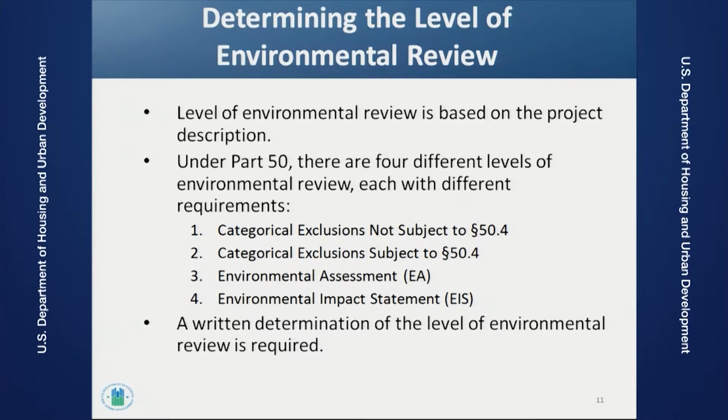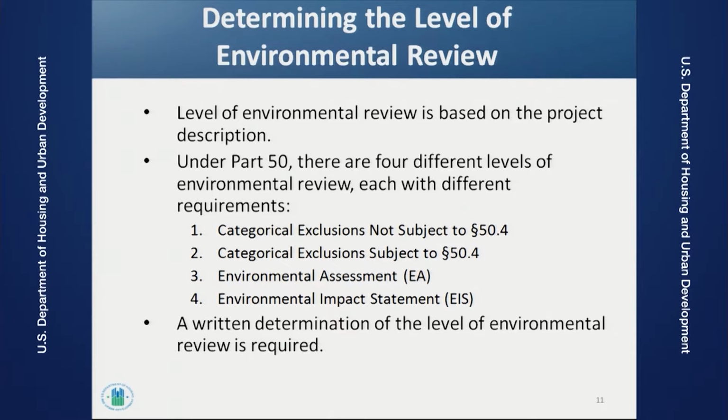So a categorical exclusion defines a type of activity that doesn't require an environmental assessment or an environmental impact statement unless extraordinary circumstances apply. And our regulations list very specific activities that are categorically excluded. Regardless of which level applies to the project in question, this determination must be made by HUD and must be made in writing.